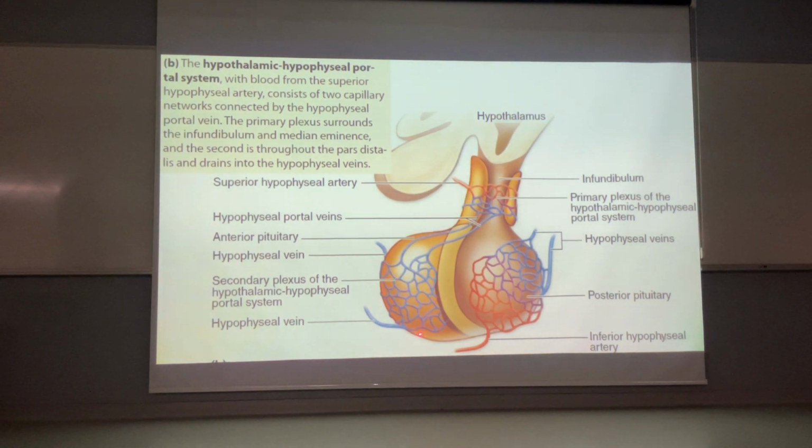Here is our secondary plexus of the hypothalamo-hypophyseal portal system. Can you understand this part? The hormones of the anterior hypophysis, or adenohypophysis, are released to the circulatory system from this part. Can you understand?